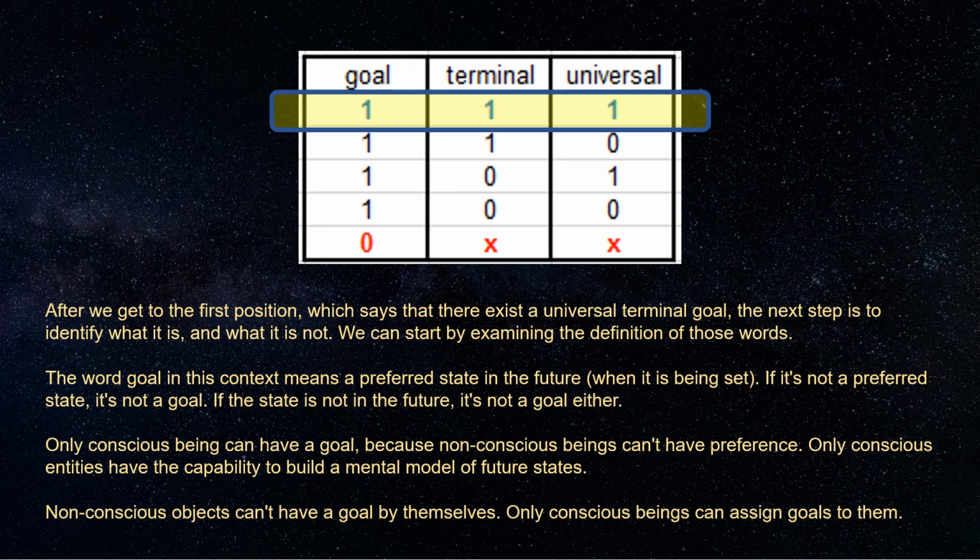So, only conscious beings can have a goal, because non-conscious beings can't have preference. Only conscious beings have the capability to build a mental model of future states. Non-conscious objects can't have a goal by themselves. Only conscious beings can assign goals to them.